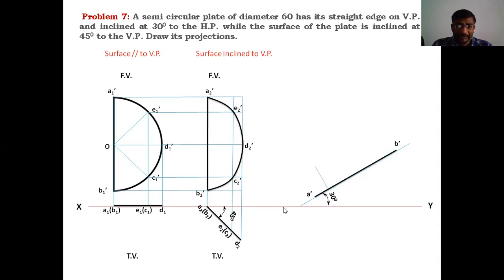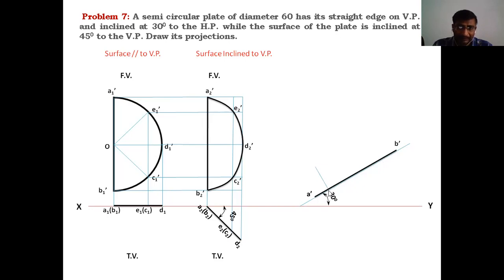After that, how to locate these points on the rotated diagram? How to locate from A dash, this distance is equal to this. Draw a parallel line from A dash. This is the parallel line. These are the parallel projection lines. Draw a line perpendicular to A dash B dash at a distance equal to this distance. Measure this distance, and at the same distance draw a perpendicular.